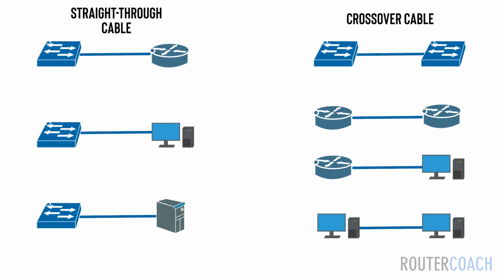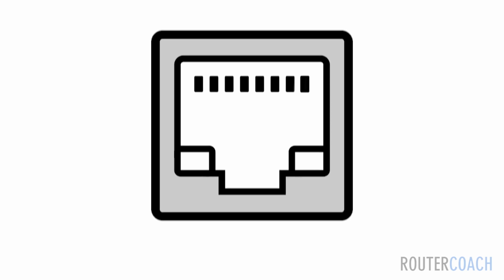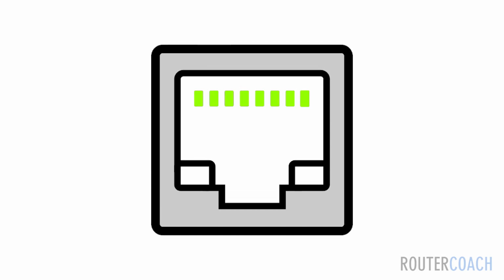And I'm going to explain why that is. If you look at the end of an RJ45 cable, you can see 8 different colored cables connected to 8 pins. However, if we are using 100 base T, then this only uses 4 wires.